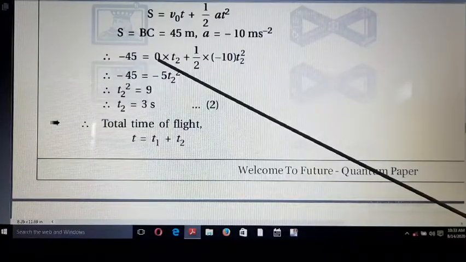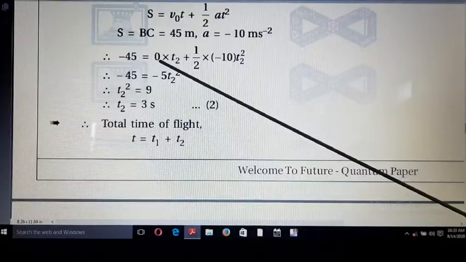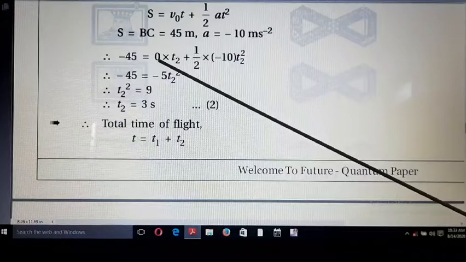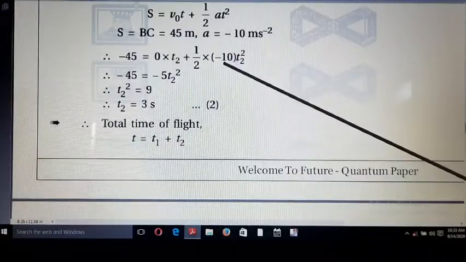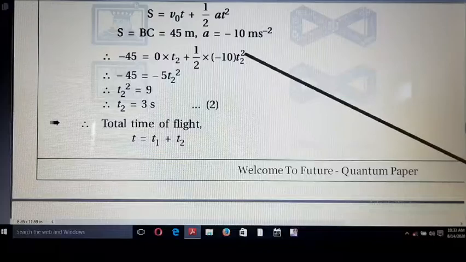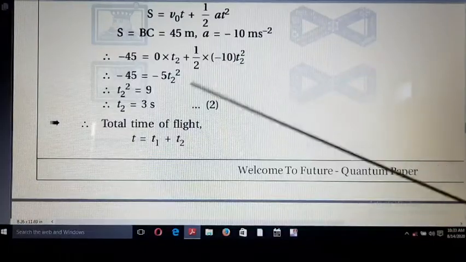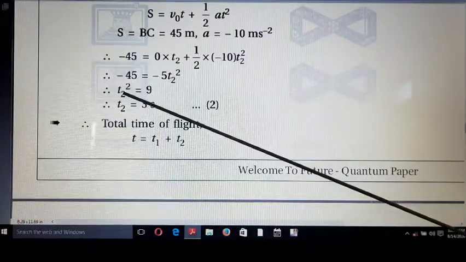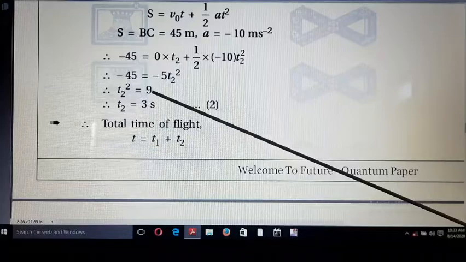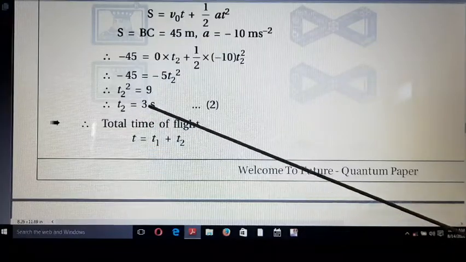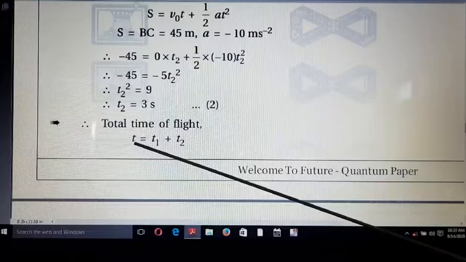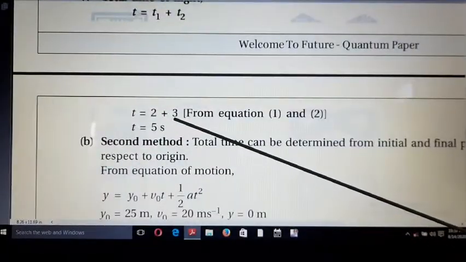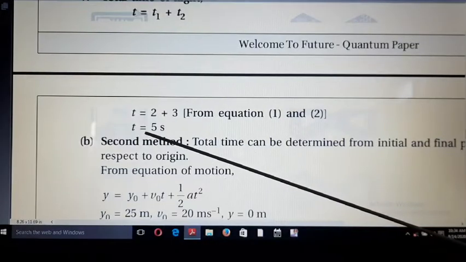Okay, initially the velocity when the ball falls down, at that time for a microsecond its velocity is 0. Plus 1 by 2 minus g, means minus 10 T2 square. So 5 2s are 10, means minus 45 is equal to minus 5 T2 square. So T2 square is equal to 9. So T2 is equal to 3 seconds. So total time T is equal to T1 plus T2, means 2 plus 3 is equal to 5 seconds.